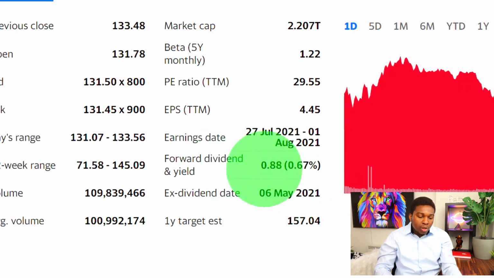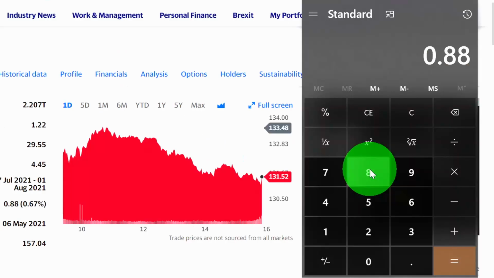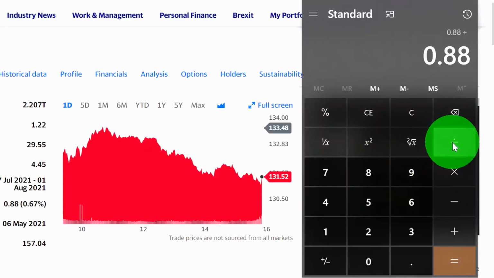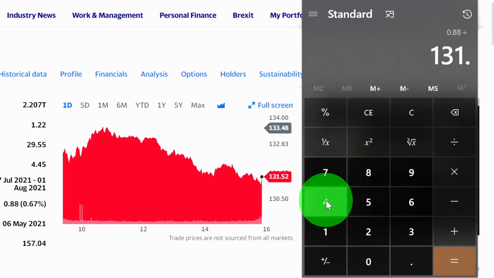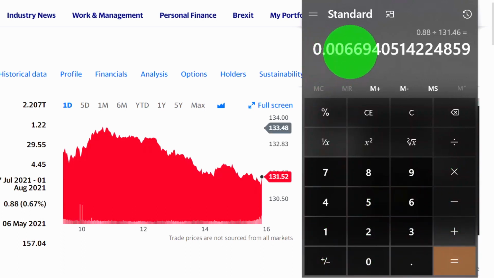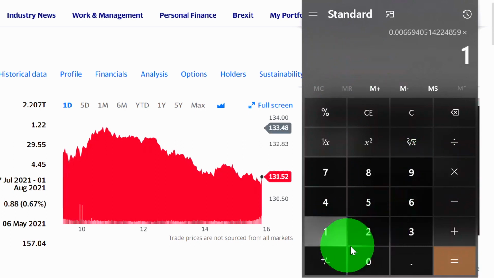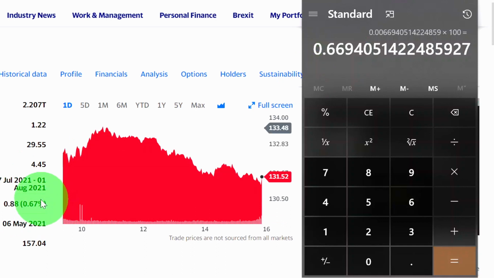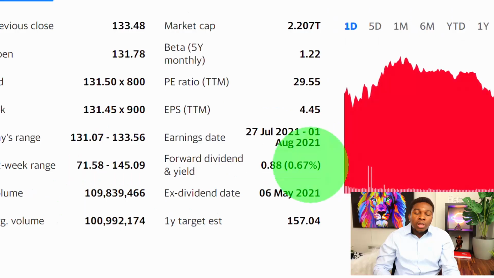So for 1 share, you expect a dividend of 0.88. So this 0.88 divided by the current share price, which is 131.46, will give us 0.00669. In percentage, you multiply by 100, which is 0.67%. You are seeing it here. So that's what we call dividend yield. It means that you get 0.67% as dividend for investing in 1 share of Apple. So if you pay 131.46 to have an Apple share, they will pay you a dividend of 0.67% of the amount, which is $0.88.